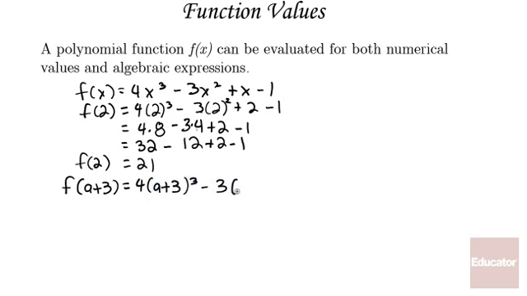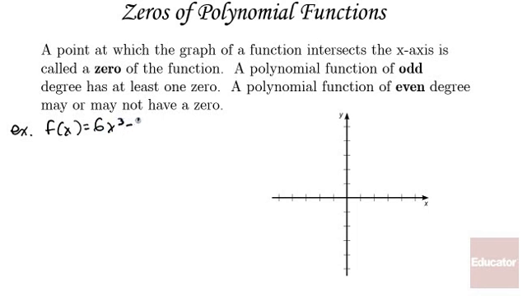For example, if I have something like f of x equals 6x cubed minus 5x squared plus 8x, the degree here is 3, and it's odd. So I know that it has at least one zero.